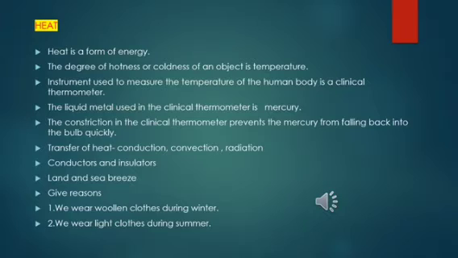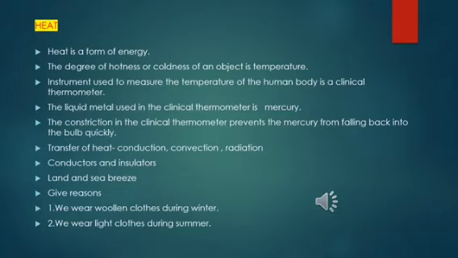The next one is conductors and insulators. You need to know how to define conductors, how to define insulators, and the difference between conductors and insulators. Similarly, study land and sea breeze, the definitions for both and the differences between the two.